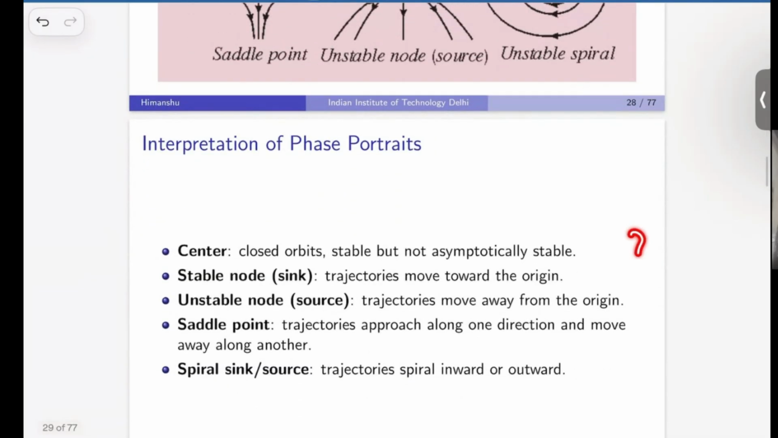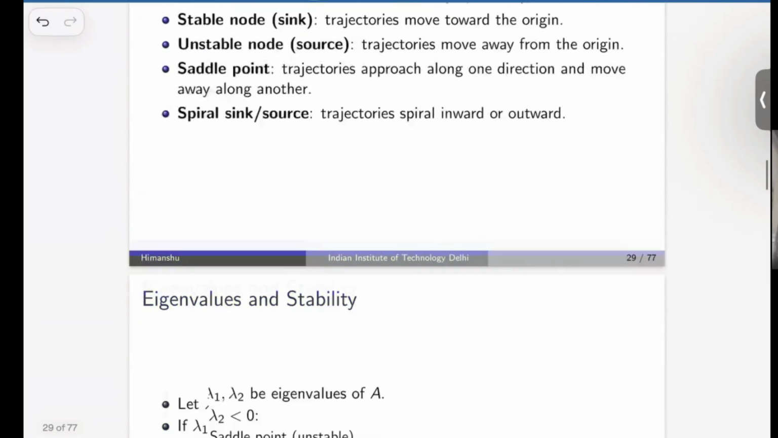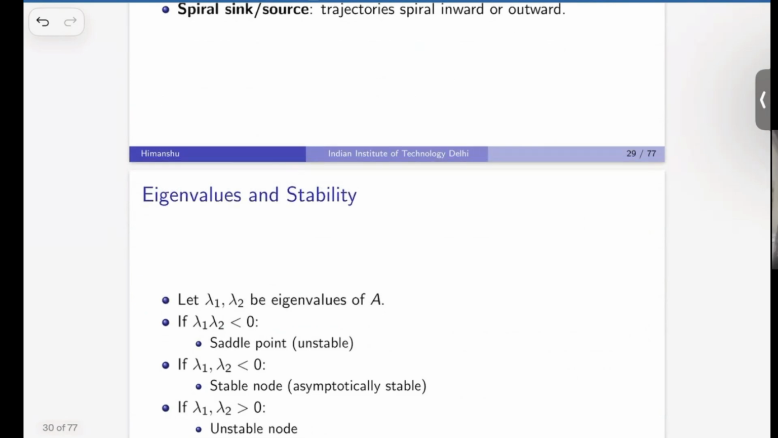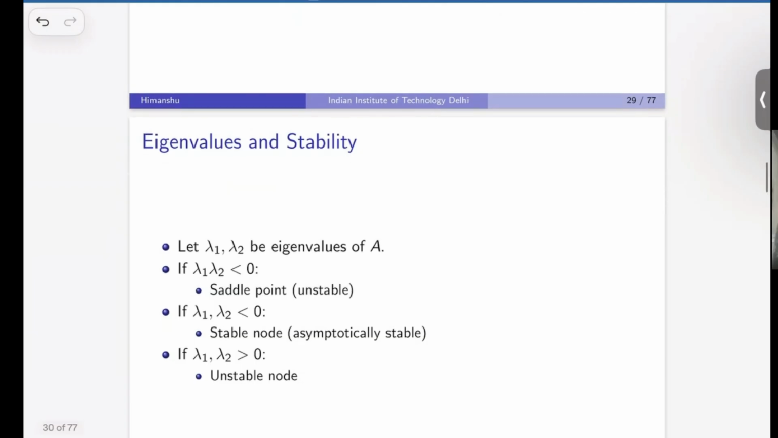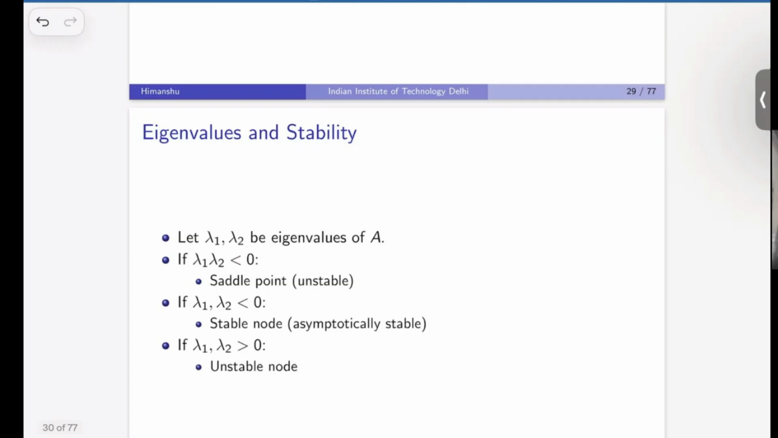So this is what I have written here, the thing that I have said. Now let's have the condition on eigenvalues, and through eigenvalues what we can say about the behavior. So once my lambda1 and lambda2 are eigenvalues of A, if my eigenvalues are of different sign, then it will always be a saddle point. If both eigenvalues are negative, then it will be a stable node. If both eigenvalues are positive, then it will be an unstable node.